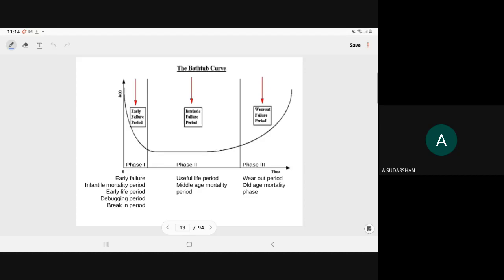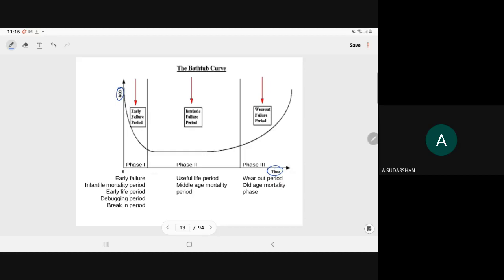Then after, we have the bathtub curve. Any device, any machine, any system, even the human being follows the bathtub curve. The bathtub curve is a graph between time and the hazard rate function. Due to the shape of this curve, we call it a bathtub curve.